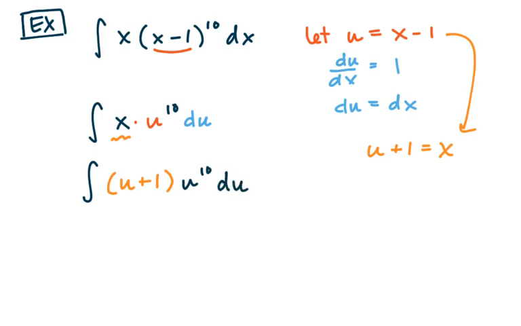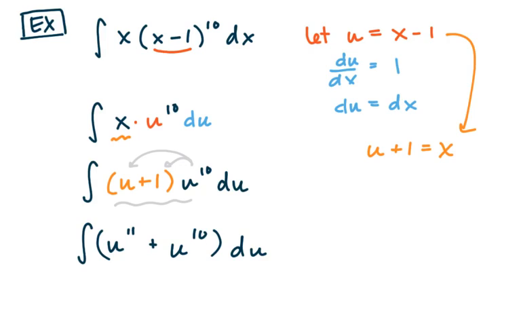At this point, it doesn't look awfully different than what we started with. However, if we look at this original expression and we tried to FOIL that out, that would just be monstrous. x minus 1 times x minus 1 times x minus 1 times x minus 1. Do that 10 times. That would be big. But with what I have here, that u to the 10th, I can distribute that. So this is the same as u to the 11th plus u to the 10th. And that is easy to integrate using my power rule.